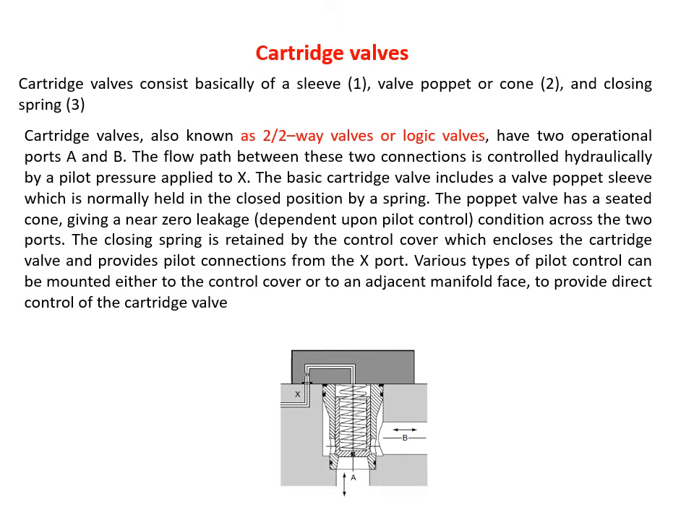Second type is cartridge valve. Cartridge valves consist of basically a sleeve, valve poppet, and a closing spring. That means it has only three components. Cartridge valves are also known as 2x2 valves or logic valves. So why are these known as logic valves? Because they are used to implement complex logical functions in simple hydraulic circuits.